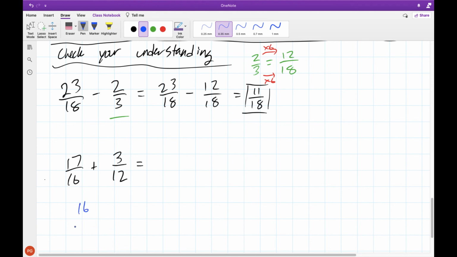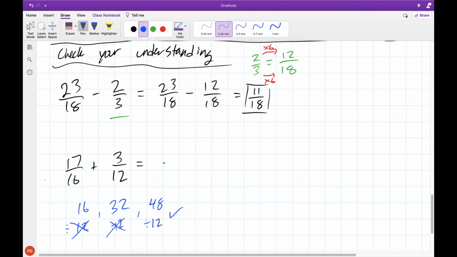So starting with 16, can we divide it by 12? Nope. The next multiple of 16 is 32, divided by 12. Nope. Next multiple is 48. Can we divide it by 12? Yes, we can. So this will work.